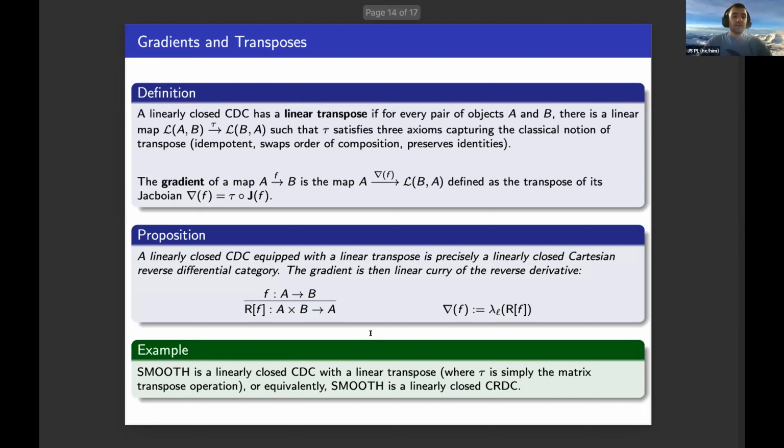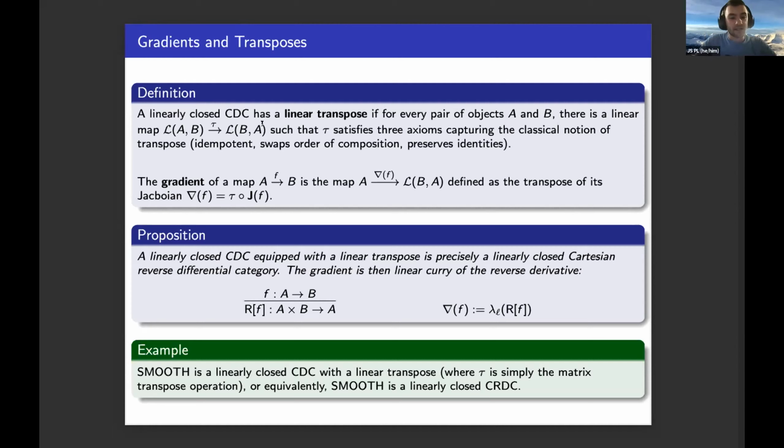All right, so now the next thing is we also need to talk about how to define gradients. So remember that I mentioned that the gradient is equal to the transpose of the Jacobian. So we can also define the notion of having a linear transpose for a linearly closed CDC. This is a family of linear maps, for every objects A and B, of type L(A,B) to L(B,A). So it swaps the A's and the B's, such that this transpose captures the classical identities that one would expect from matrix transpose. So this includes the fact that the transpose is idempotent, that it swaps the order of composition, that it preserves identities, etc.